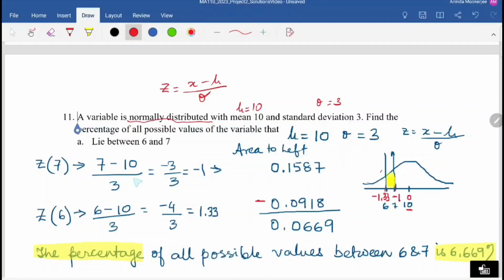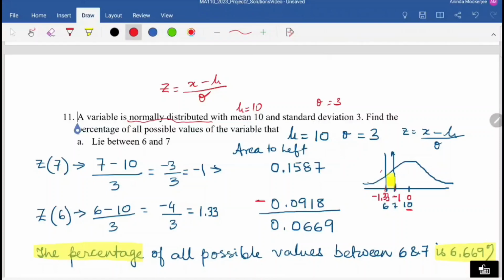Now, once we have our z values, negative 1 and negative 1.33, we have to go to our table to find the areas corresponding to each of these. Again, you can go to the table and pull it up and find the areas as I've shown a few times in the previous video, in the previous question.